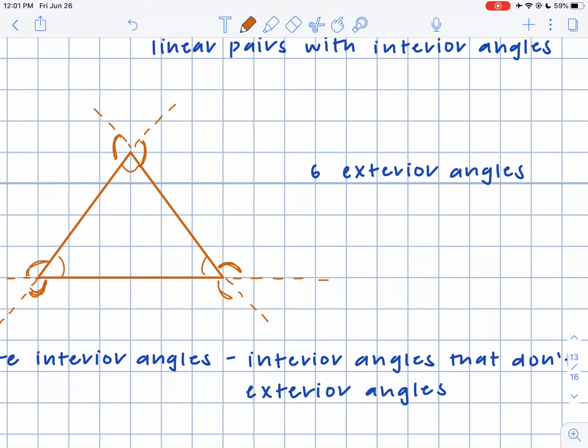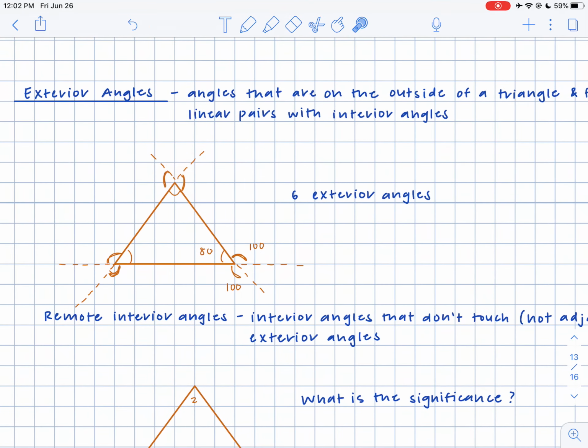And why is this important? Because let's pretend this was 100. This means this also has to be 100. And let's pretend that this is 80. This makes sense because here, the exterior angle has to form a linear pair with the interior angle, so they add up to 180. Similarly, this exterior angle has to form a linear pair with this interior angle. And that makes sense why these two should be the same, because no matter what, they need to add up to 180 because they are a linear pair.